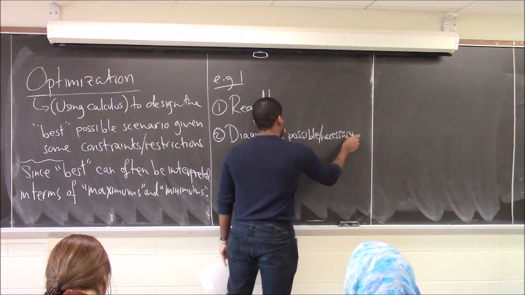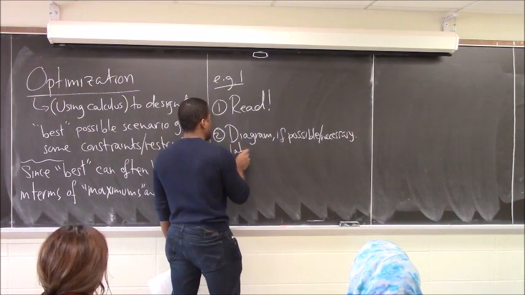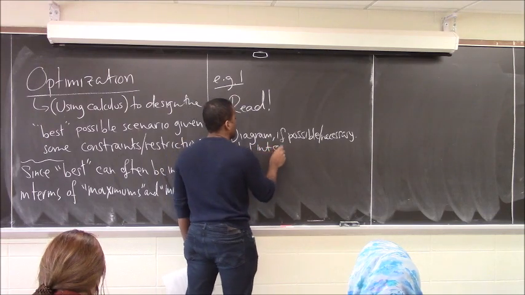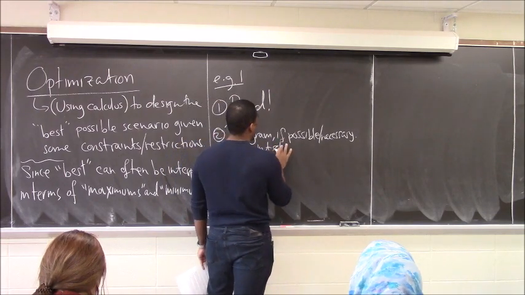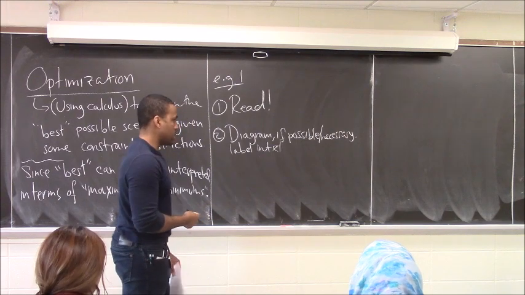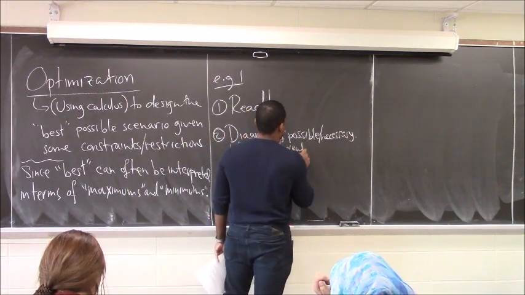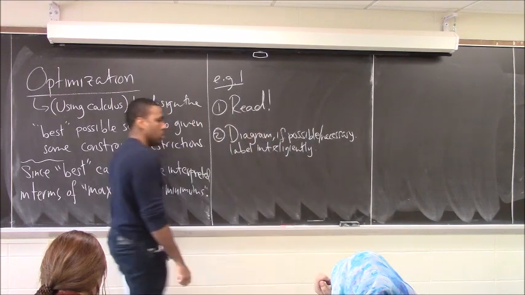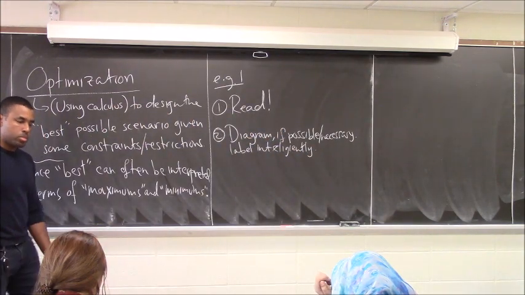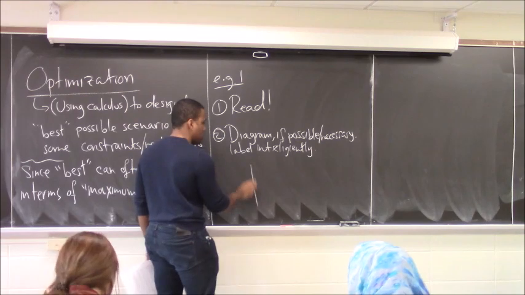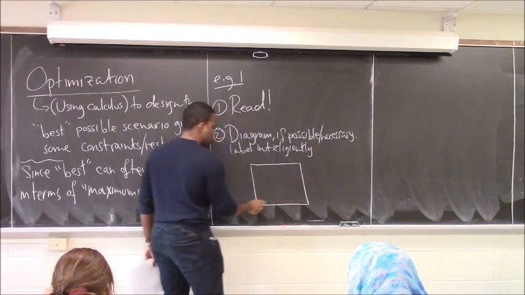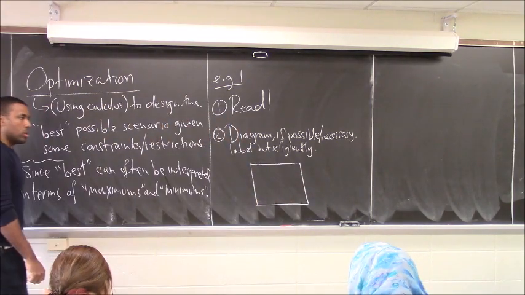Necessary. And of course you're going to label intelligently. Right, so anything that you don't know, you're going to label with a variable because that can possibly change. So in this scenario, we have a farmer wanting to build a rectangular enclosure. A rectangle is obviously going to be the diagram that we want here.